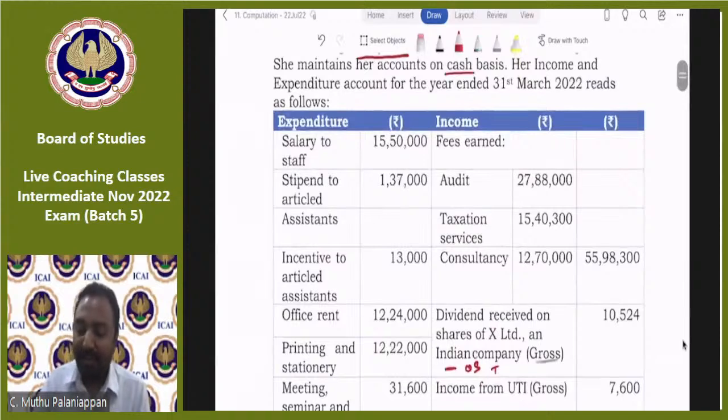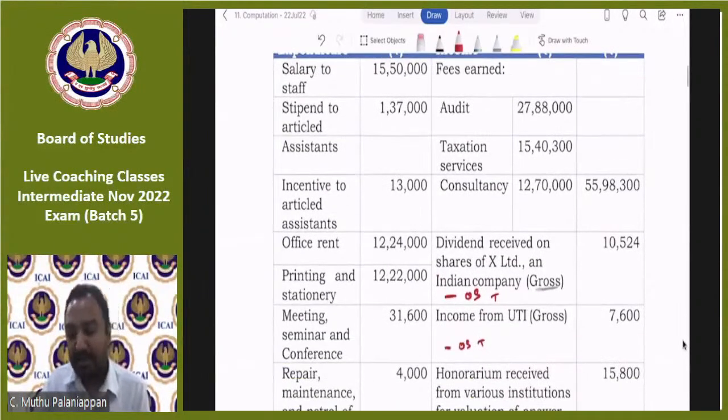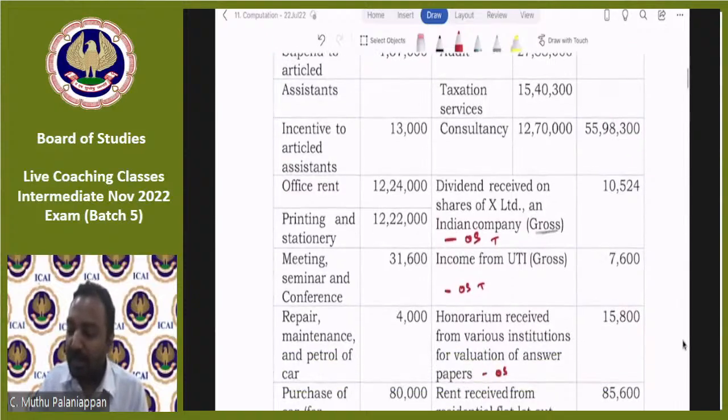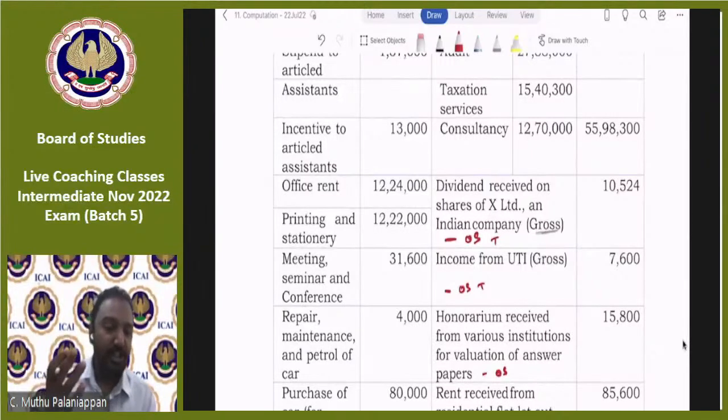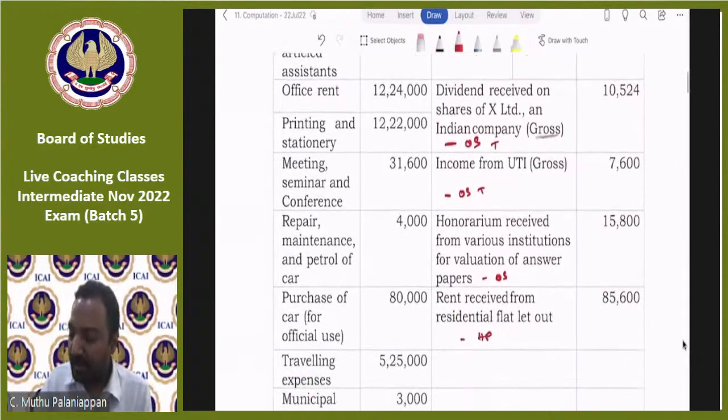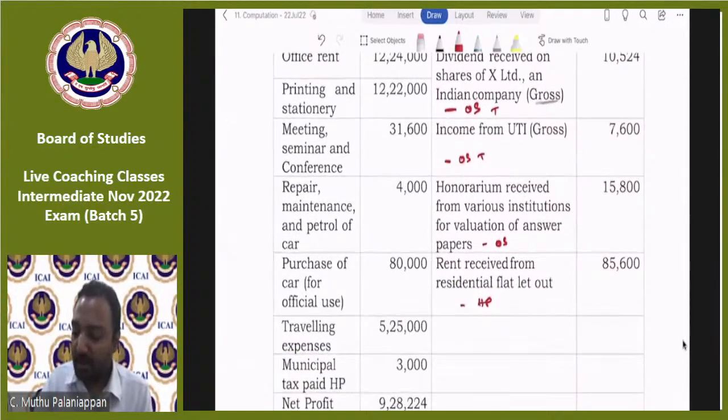Now coming to expenditure. Salary to staff is an allowed expenditure. Stipend to article assistant is allowed. Incentive to article assistant is an eligible expenditure. Office rent is an eligible expenditure. Printing and stationery, meeting, seminar, conference, repair, maintenance and petrol of car. Purchase of car is a capital expenditure. It's not a revenue expenditure, correct? So what should I do? I should add this back to my expenditure, and you should give depreciation on this asset.